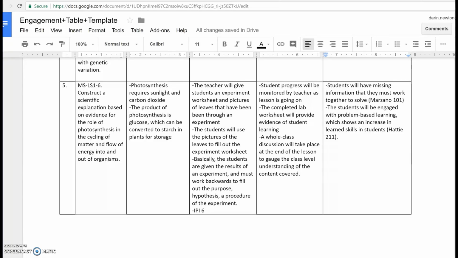Students will have missing information that they must work together to solve. So that's really going to get them engaged. That missing piece lures a lot of students in. And the students will be engaged with problem-based learning, which shows an increase in learned skills in students. I thought this was really interesting with this research. It doesn't exactly show that students increase their fact-based knowledge, but with problem-based learning, they really increase their skills, which has been a huge shift the last few years. We want our students to have skills, not necessarily fact-based knowledge, but these really good skills.